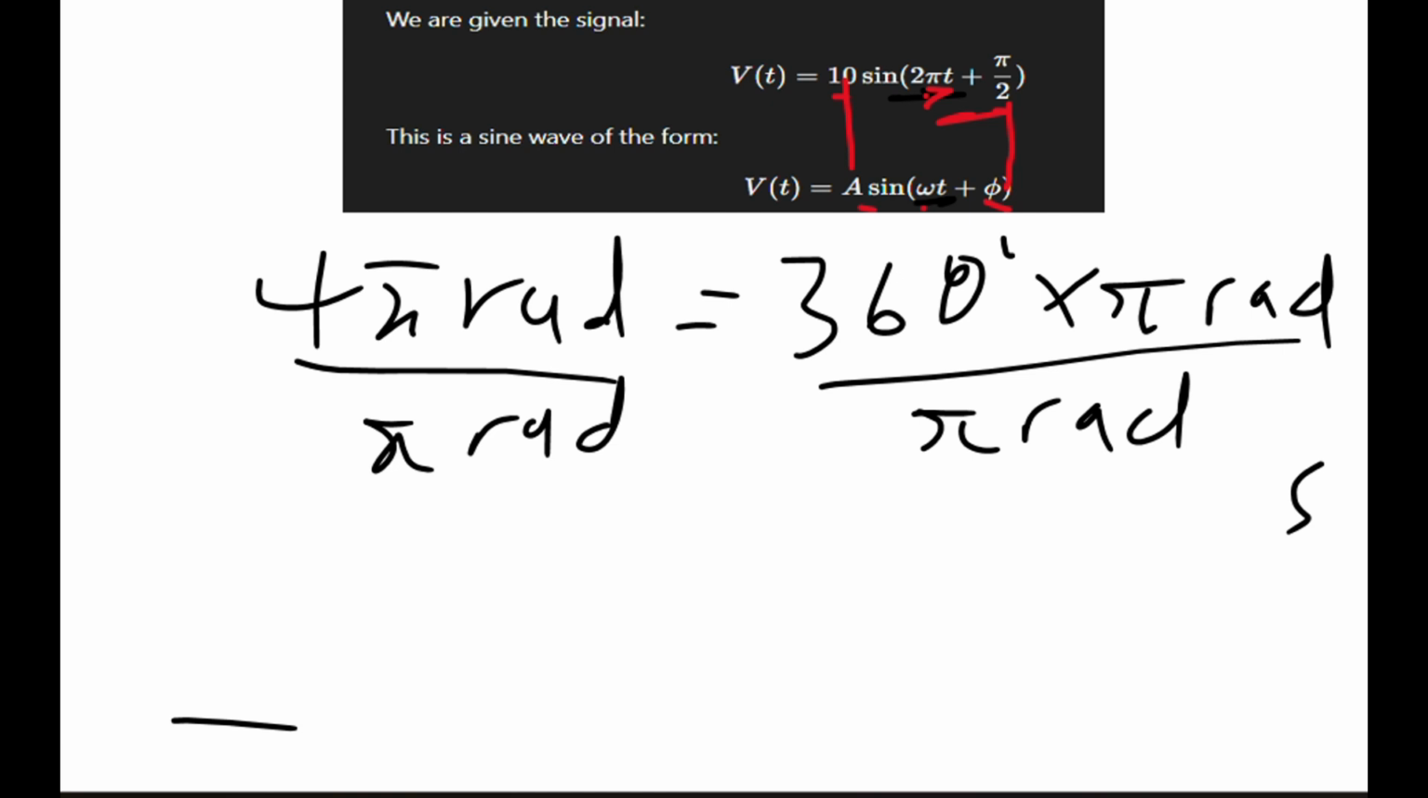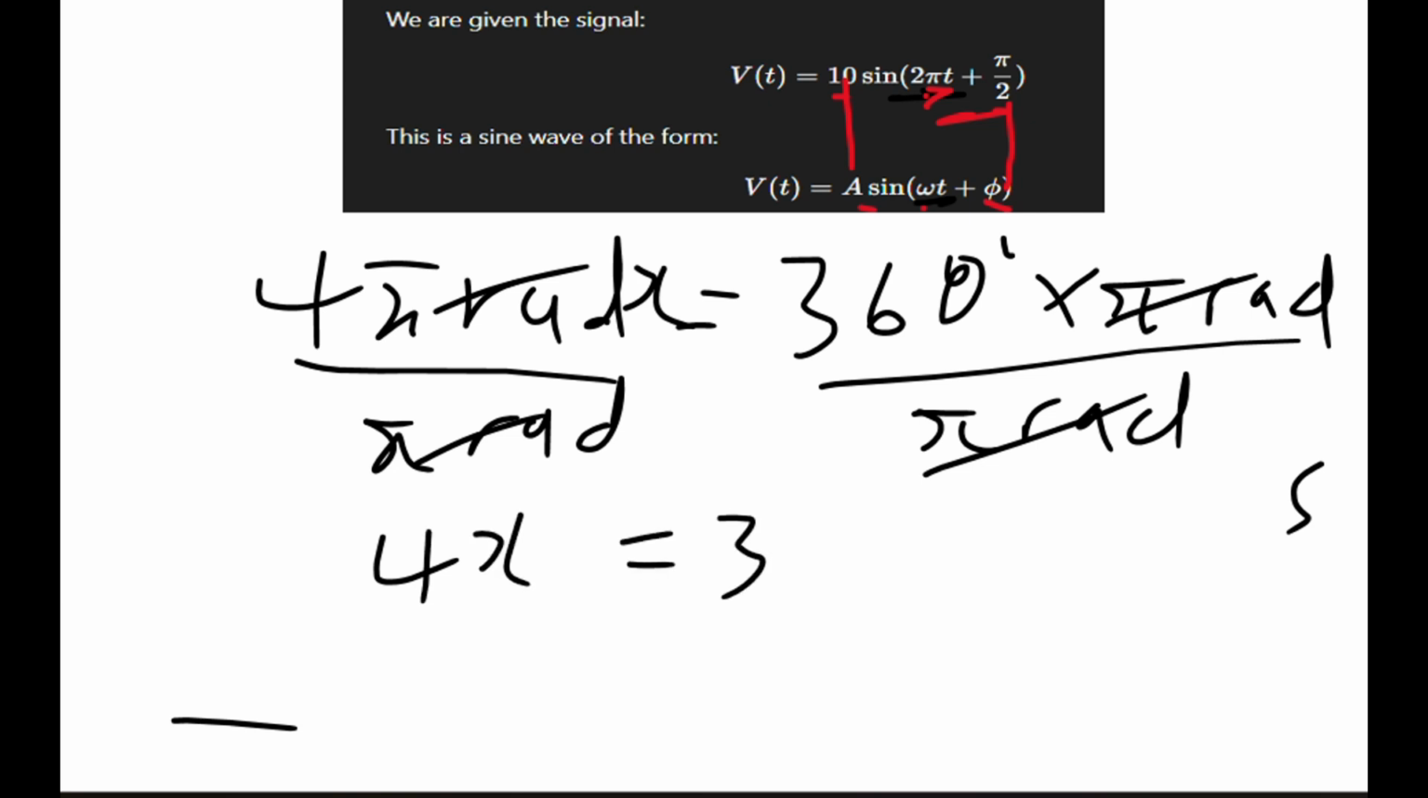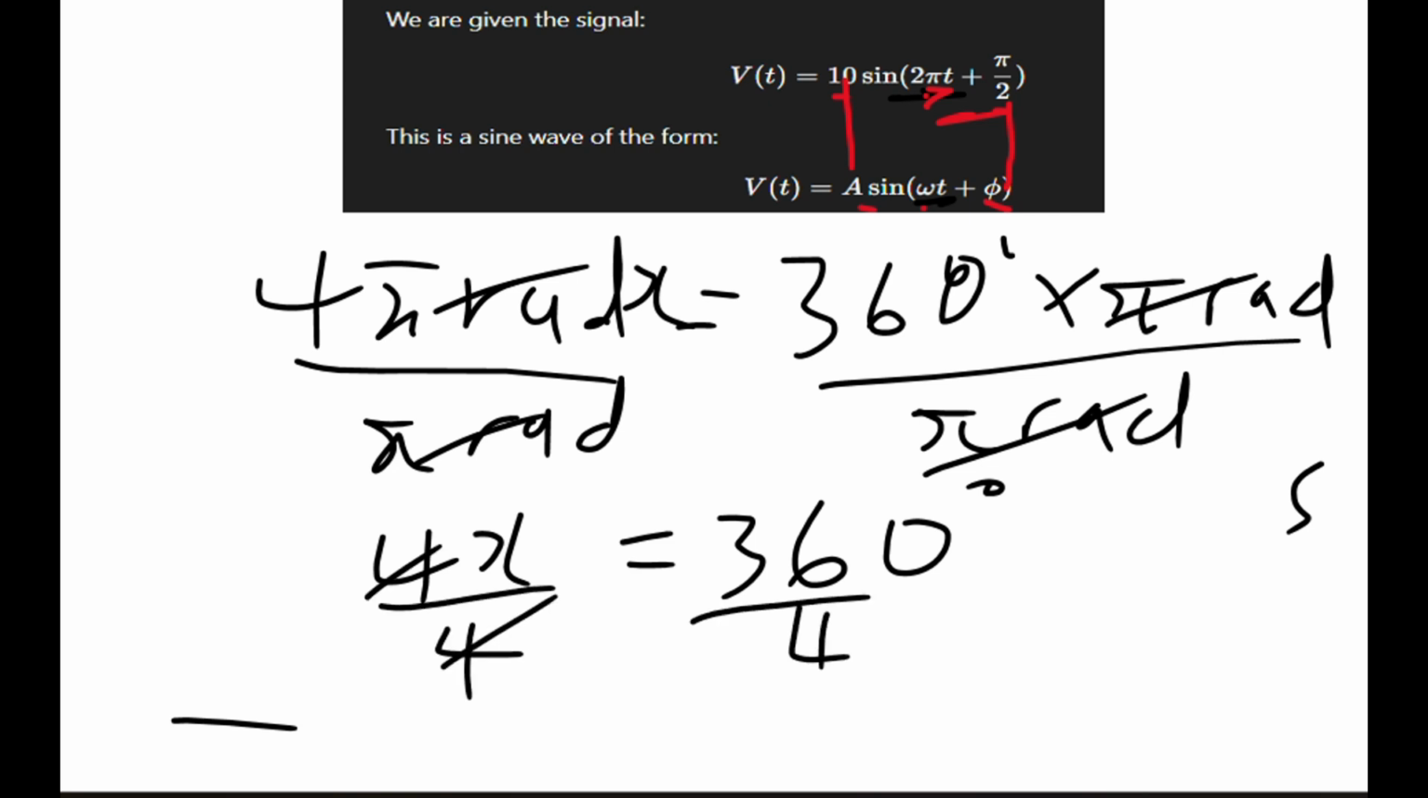So let me put that there. I think we missed it. Yes, so let's put our x there. Okay, so now we can finally cancel out. So we can cancel out pi rad, and then we are going to get 4x is equal to 360 degrees, and then we divide through by 4 to get x to stand alone. So finally, when we cancel out, we can see that our x is simply equal to 90 degrees. So that is for pi over 2 in degrees.